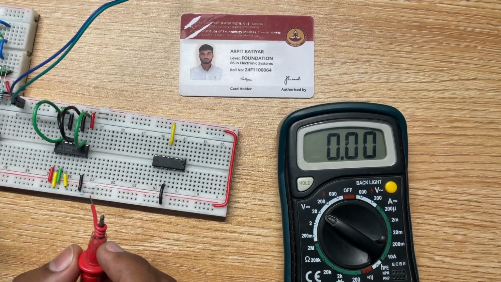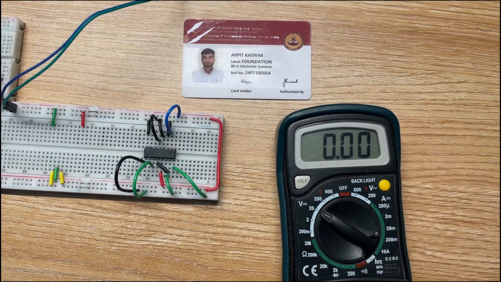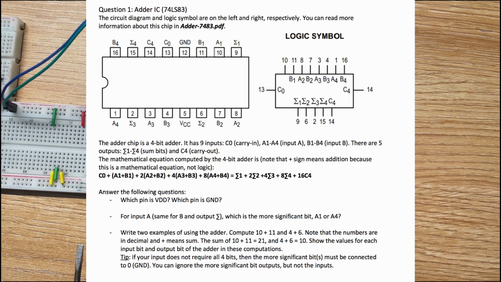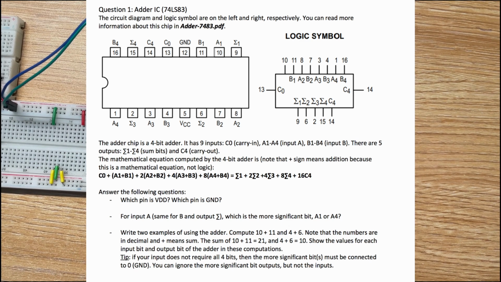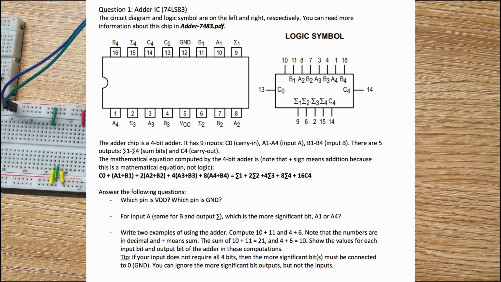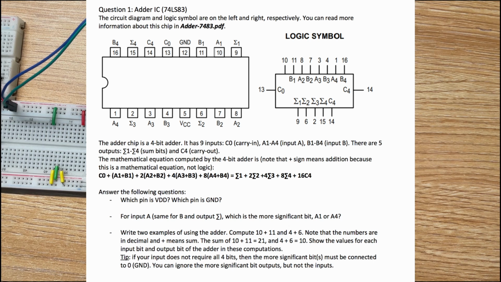So let's jump to the adder part. This is the 16 pin IC, that is 74LS83. Pin 5 is VCC and pin 12 is ground. In this IC, A1 to A4 is one 4-bit binary data input, and B1 to B4 is another 4-bit binary data input. C0 is always connected to the ground, C4 is carry out, and sigma 1 to sigma 4 are the outputs of this IC that go to the 74LS47 7 segment display driver.